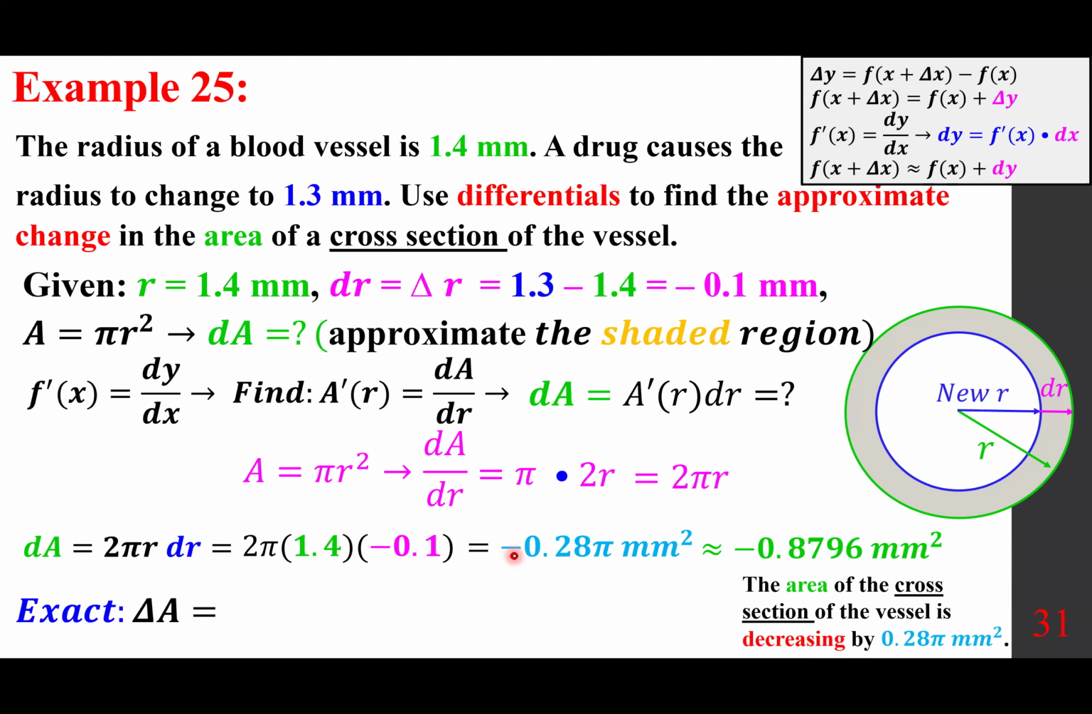What about the exact amount? It is called delta A. I hope you know that. I can calculate the area of the circle by using pi r squared. For the small one, I use 1.3. For the original one, I use 1.4. The difference is the exact answer. And I factor the pi out. Pi times 1.3 squared minus 1.4 squared gives you negative 0.27 pi millimeters squared. Very straightforward.